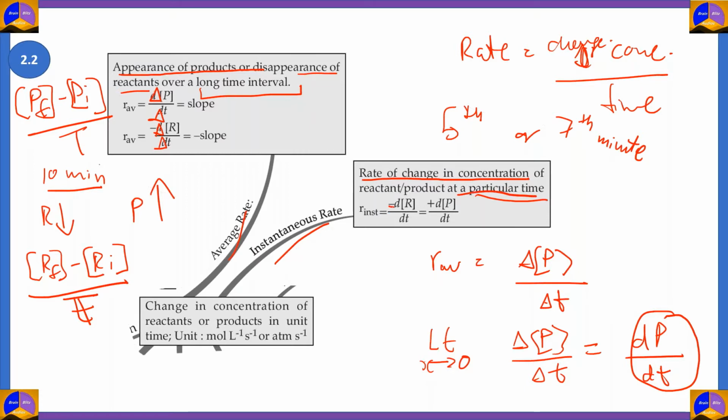And minus represents decrease in the concentration of reactants, and plus represents the increase in the concentration of products. So R instantaneous can be represented as minus d concentration of R divided by dt, or plus d concentration of products, that's dP divided by dt.